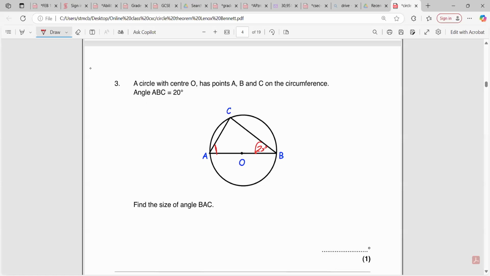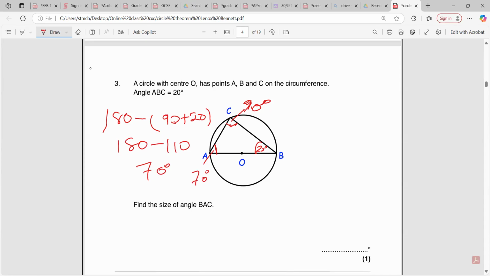But remember, this is in a semicircle. So that means this angle would be 90 degrees. Bear in mind, this is 90 degrees. Very important, right? Once we know any two angles in a triangle, we can always know the third one. The 90 plus this will give us 110. So whatever adds up to 110, the third angle would be 180 minus 110. So it would be 70 degrees. So this angle here is 70 degrees.